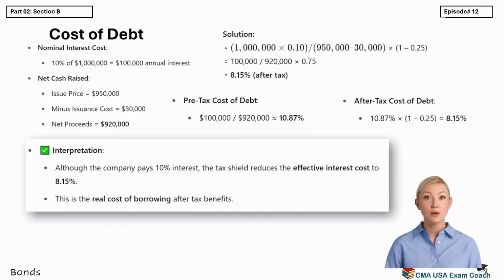This tax adjustment applies only to debt because only interest on debt is tax deductible. You do not apply the tax rate when calculating the cost of preferred or common equity. So don't make that mistake on the exam or in real-world analysis. This is a high-probability test question and a core concept in corporate finance.